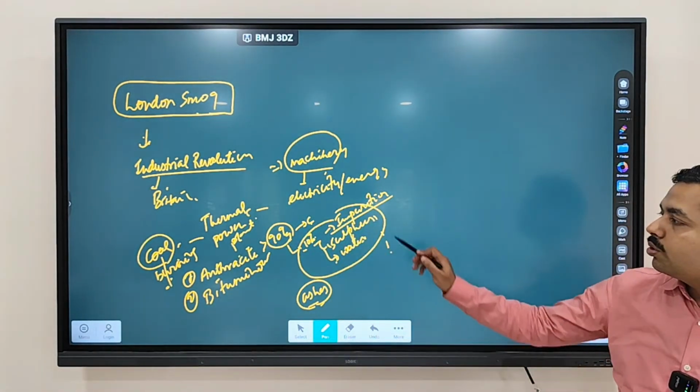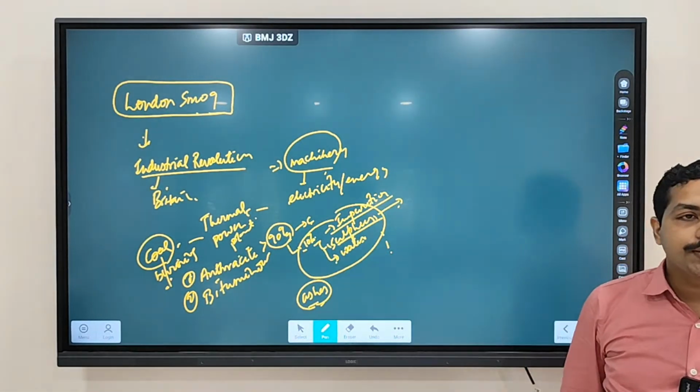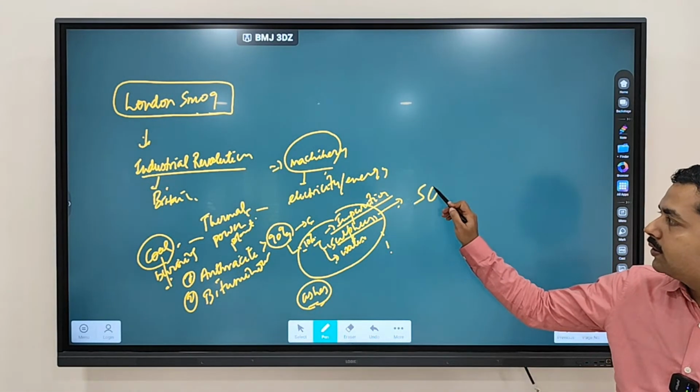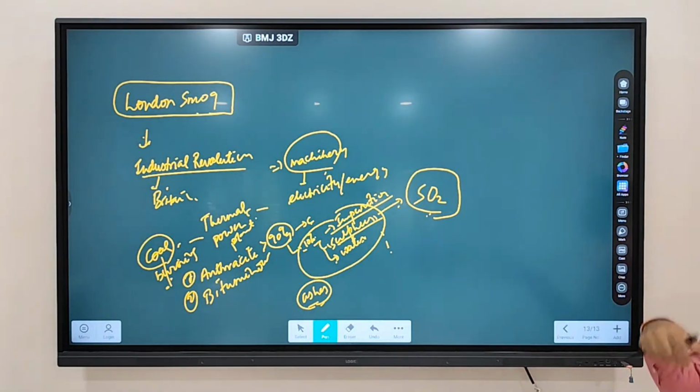Clear? So when you are burning coal, you are burning sulfur. When you are burning sulfur, what is being released? Sulfur dioxide is being released. So that's why this phenomenon was first observed in London, because the industrial revolution started there. In London you switched to thermal power plants, burning coal, and you saw the release of sulfur dioxide due to burning of coal.